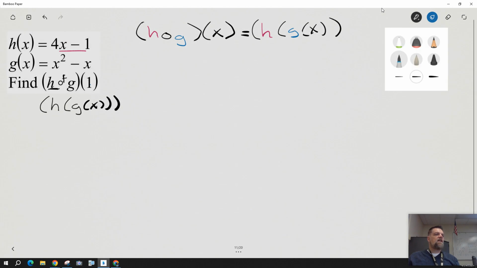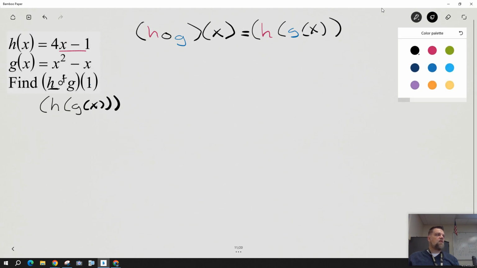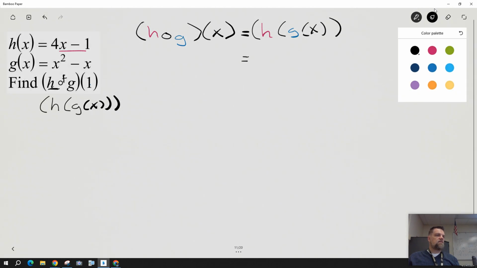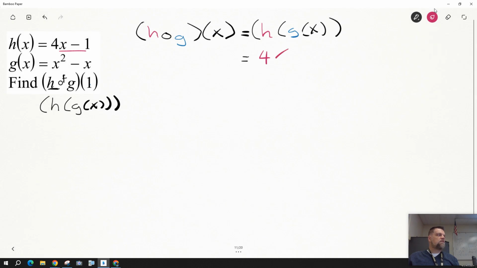So remember, I don't know if you guys remember this or not, but the first step in that process is I'm going to write out h of x. But wherever there is an x, in other words, I'm going to say 4 times x, but instead of an x, I'm going to put a set of parentheses for some stuff, minus 1. Okay? And then what do I put in the parentheses? I'm going to put in g of x. So I've got x squared minus x.